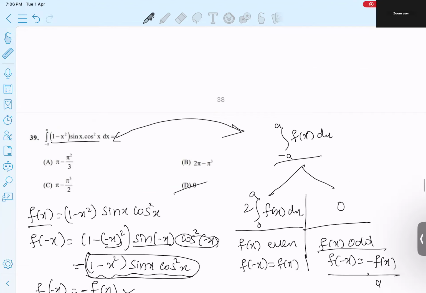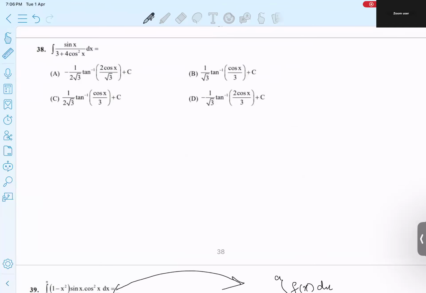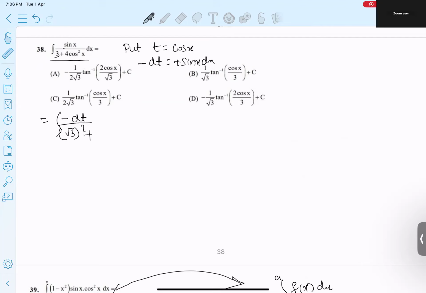Okay. So next question. This is not that difficult, students. We should be knowing only the substitution. Put t is equal to cos x as the substitution. That's it. So dt will be minus sin x dx. So I can write minus dt will be plus sin x dx. Comparing this with the given integrand, sin x dx can be written as minus dt. This 3 can be written as root 3 square. 4 cos x square can be written as 2t whole square.